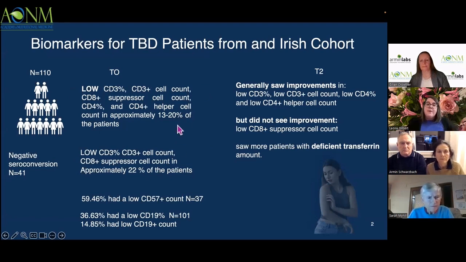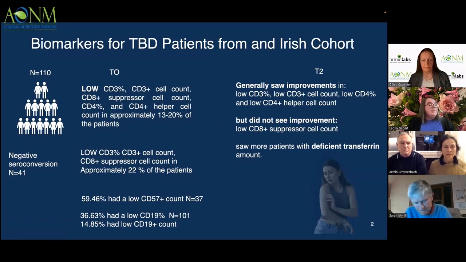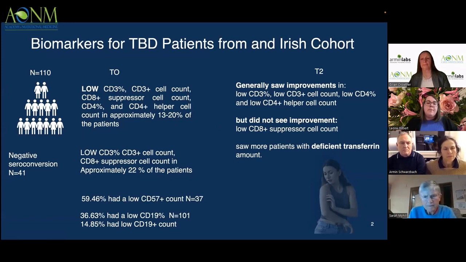The take-home message really is that there's a large proportion of these chronic patients that have a compromised immune system because they have low lymphocyte counts, okay? And a negative serology doesn't mean that they're truly negative. They most likely have a very low immune system because they don't have enough lymphocytes to combat the infection.